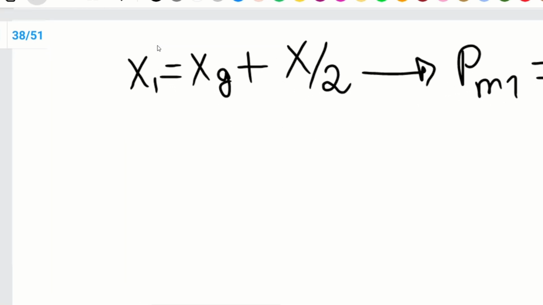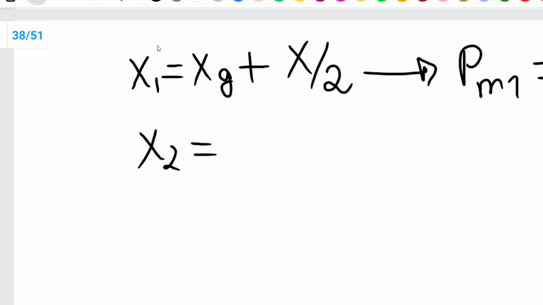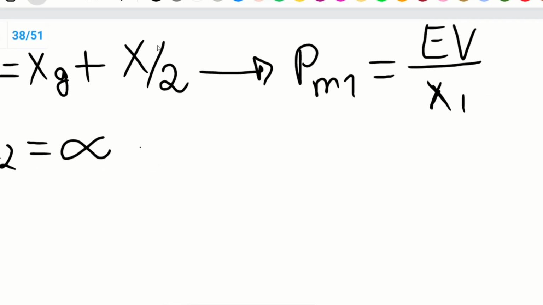Now during the fault, the reactance will be infinite. That means the maximum power will be 0.